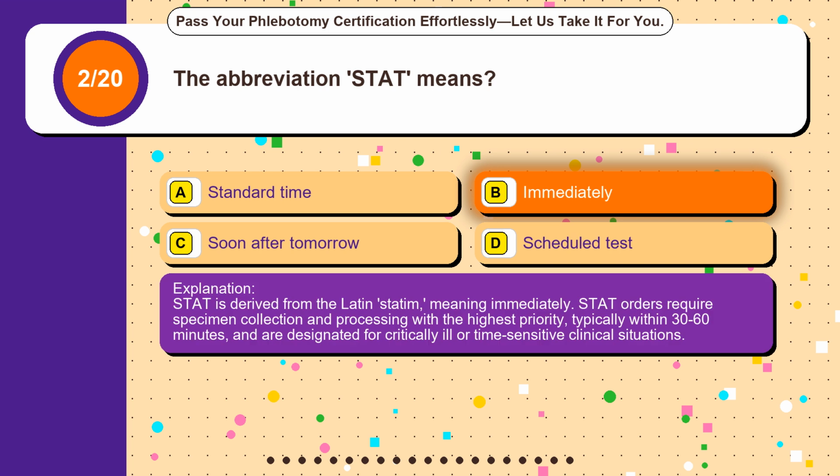Stat is derived from the Latin statim, meaning immediately. Stat orders require specimen collection and processing with the highest priority, typically within 30 to 60 minutes, and are designated for critically ill or time-sensitive clinical situations.